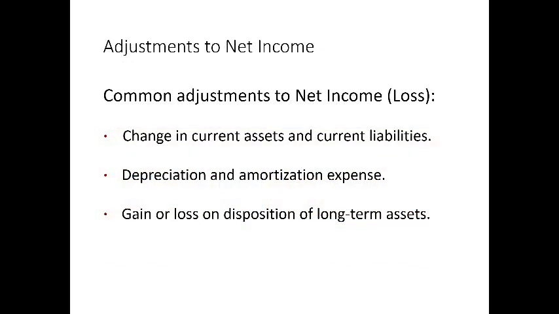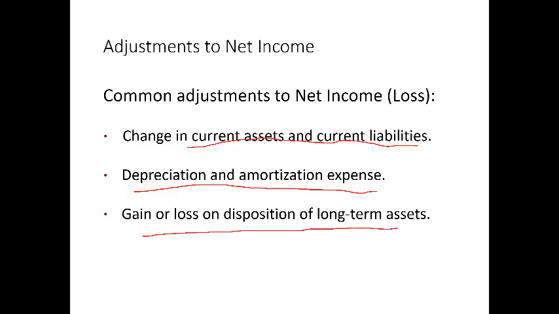Common adjustments to net income to get to cash. So net income, right? It's under accrual accounting. We want to get to cash flows from operations, which is cash flow accounting. We're going to make adjustments for changes in current assets and current liabilities. We're going to make adjustments for depreciation and amortization expense because these are non-cash expenses. So it's a big thing. If there's some kind of non-cash expense, we have to adjust net income for that. And then we're going to make adjustments for gain or loss on disposition of long-term assets, because those are actually investing cash flows rather than operating cash flows. So those are the three common adjustments to net income.